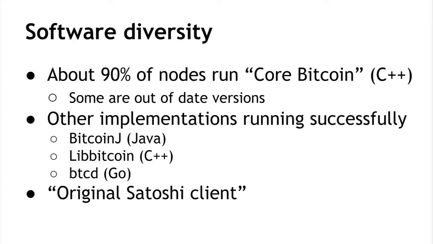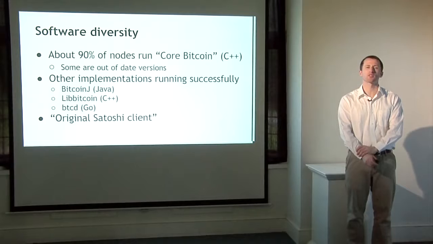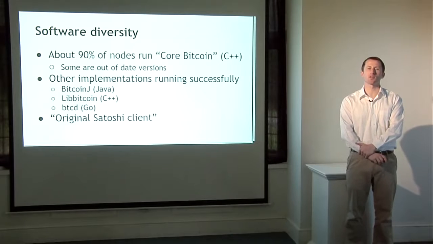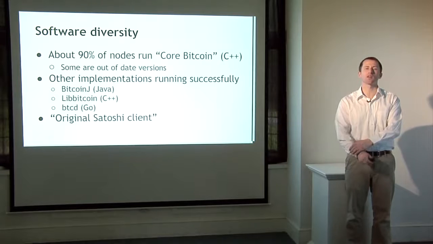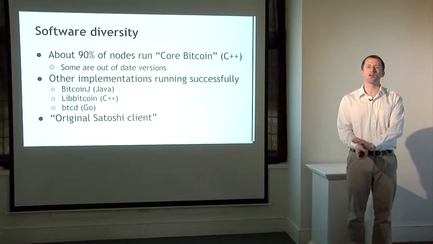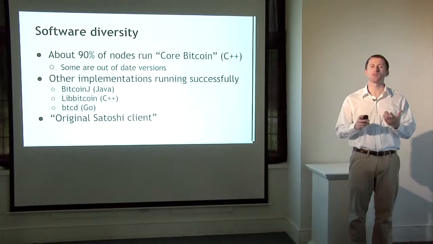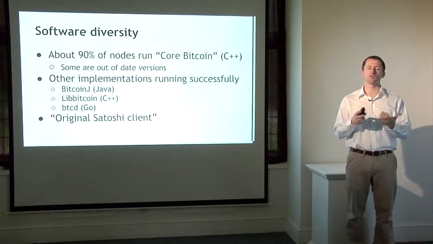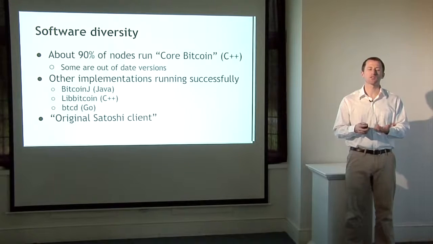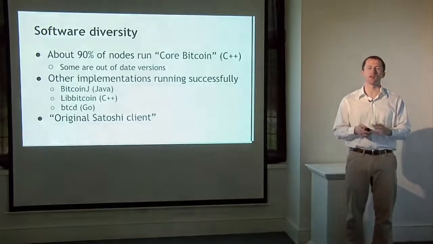There's also one other client which people are quite curious to study, although it isn't actually run anymore, which is the original Satoshi client. So this is the code that was written with the very first version of Bitcoin that was released. As far as I know, nobody is running that on the actual network anymore. So famously, the code was very bizarrely written, very brilliantly written in a lot of ways, but also very difficult to maintain. So that client is basically a historical curiosity now.